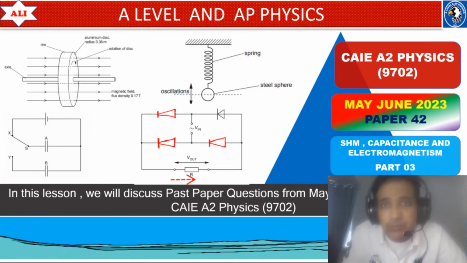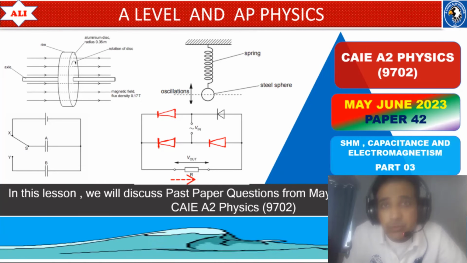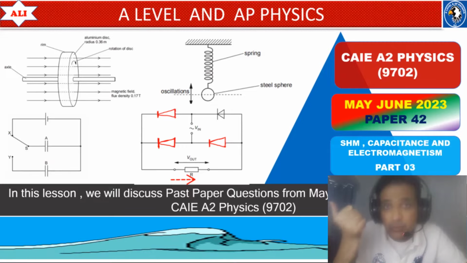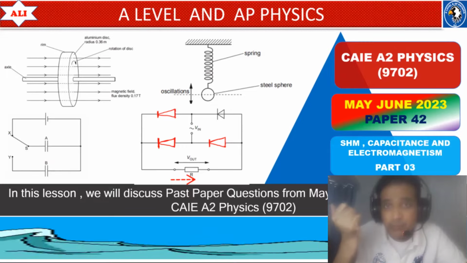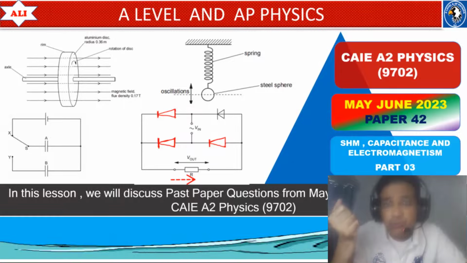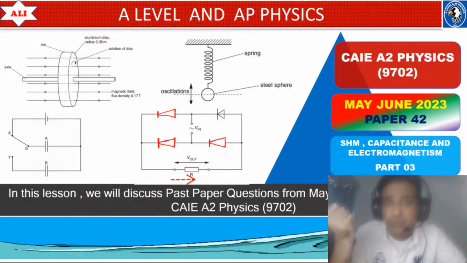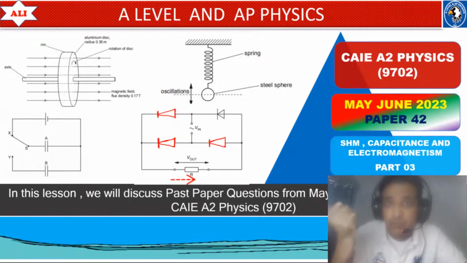In today's lesson, we will discuss past paper questions from June 2023, paper 4, variant 2. In the last 2 videos, we have already talked about gravitational field and thermal physics questions. Today's lesson, we will start from simple harmonic motion. We will also talk about electromagnetism. We will also discuss electromagnetic induction in today's lesson.